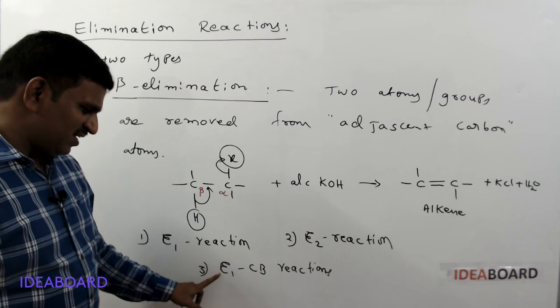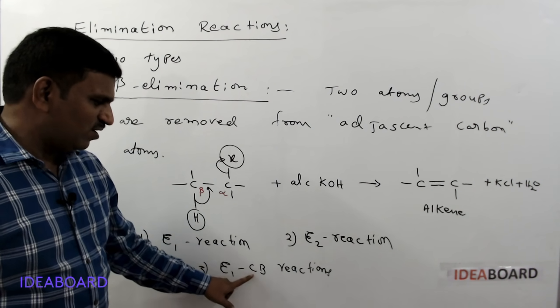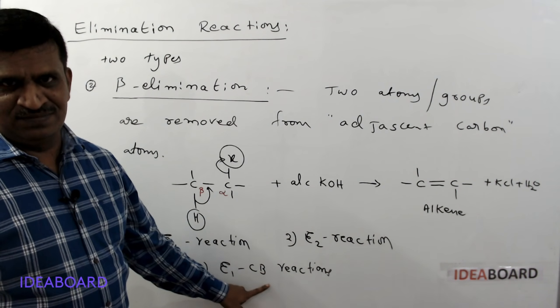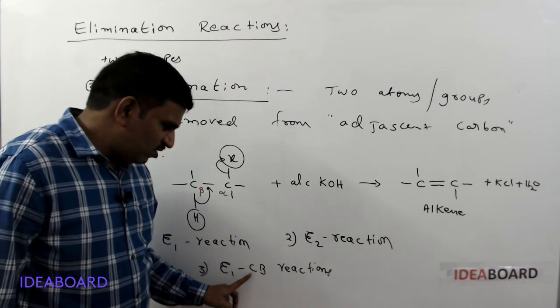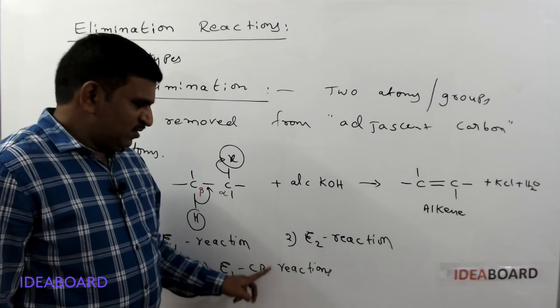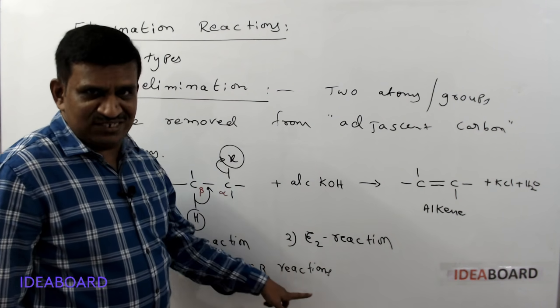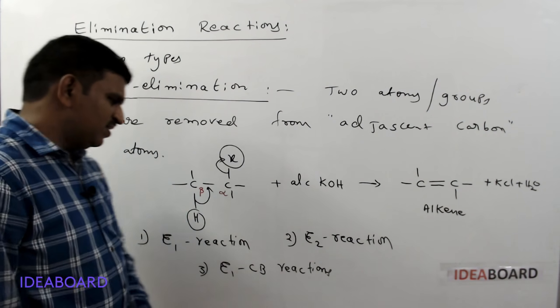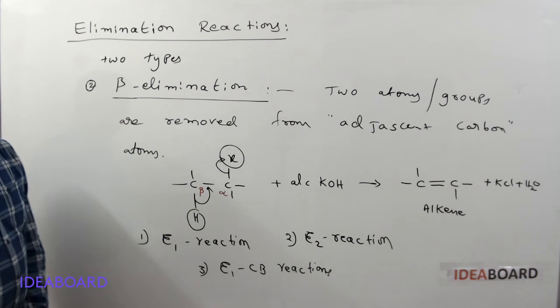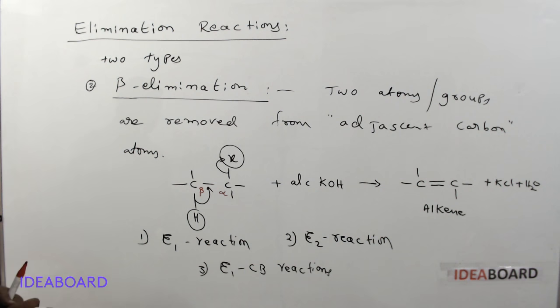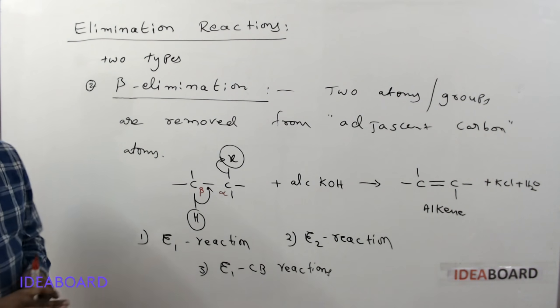It is unimolecular elimination via conjugate base. CB means conjugate base. Unimolecular elimination via conjugate base formation reaction. Okay, I will first explain the E1 reaction, and mainly we will take the reaction.